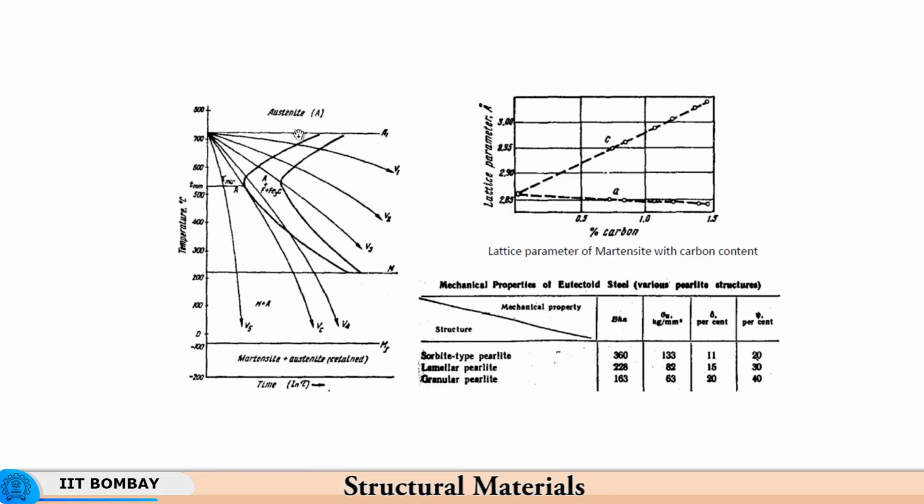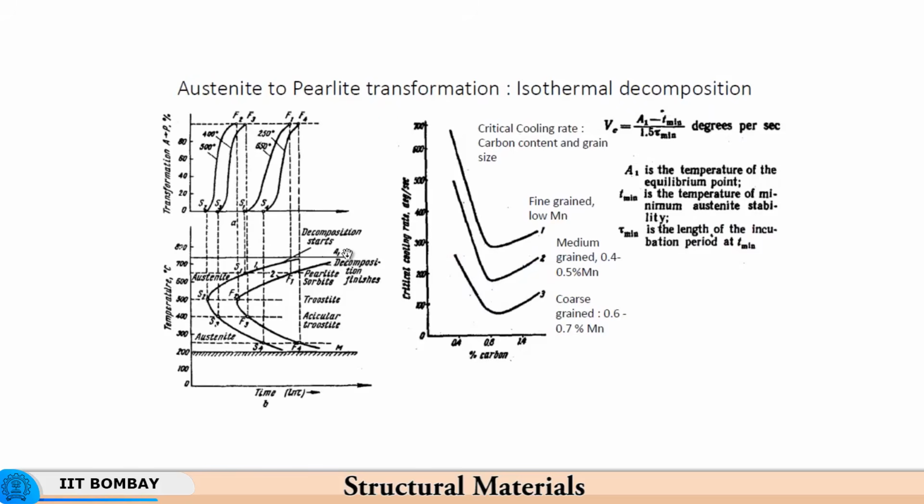As the nose of the temperature time transformation diagram moves to the right, the critical cooling rate continues to decrease. So there is a sharp drop. This also indicates a rapid shift to the right as the carbon percentage increases. There is a rapid shift of the temperature time transformation diagram to the right, so that even at low cooling rates you will get martensite. So, that is the advantage.